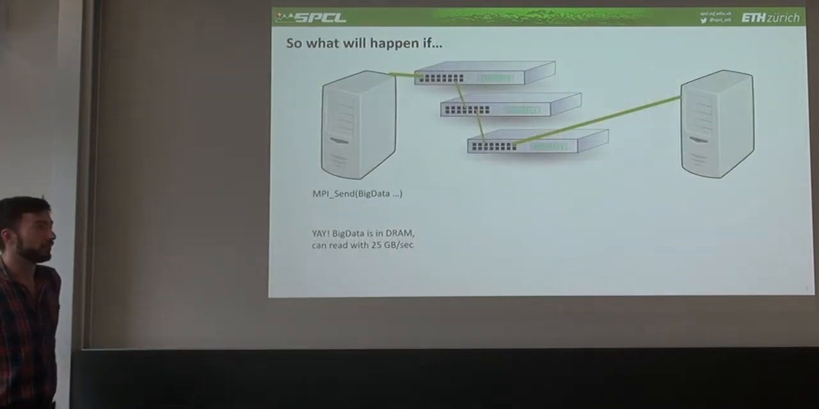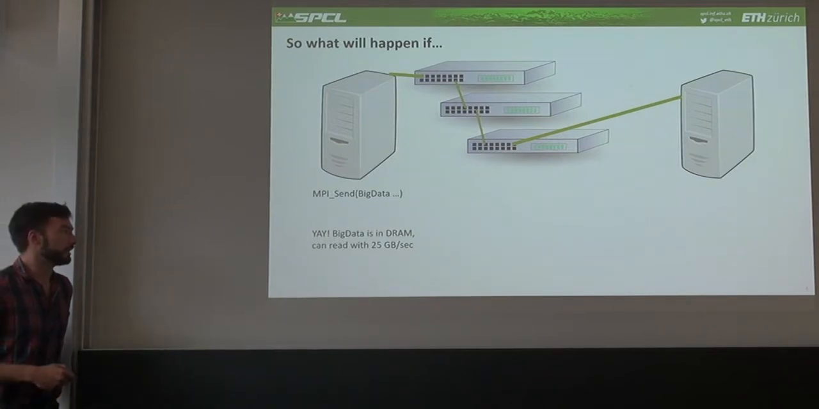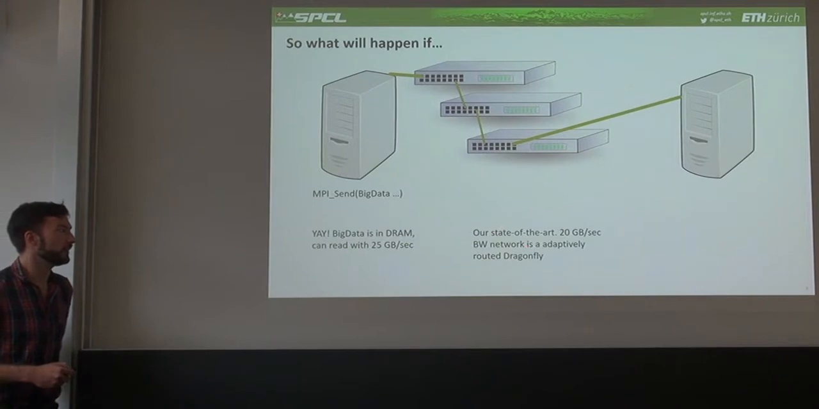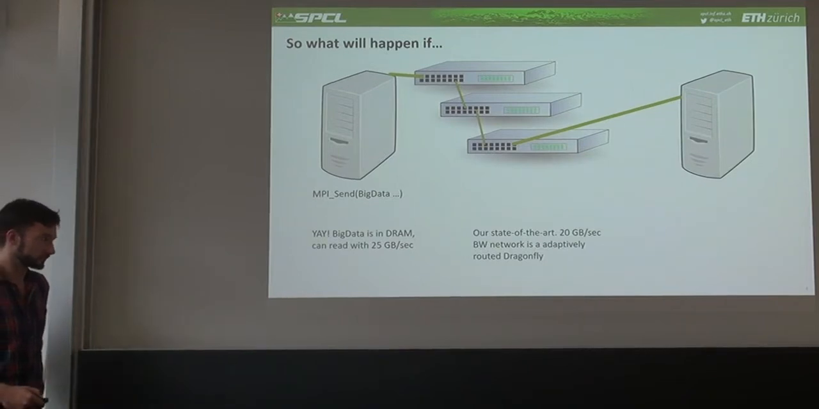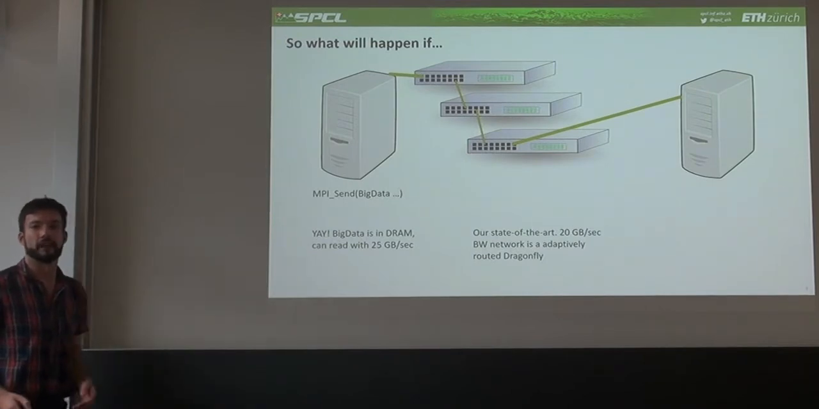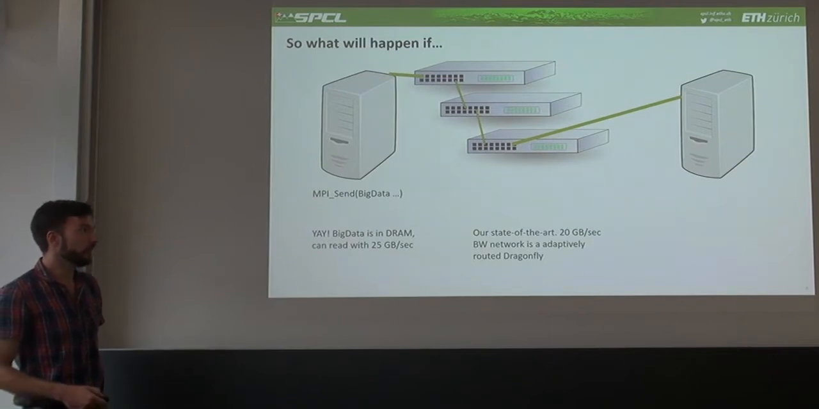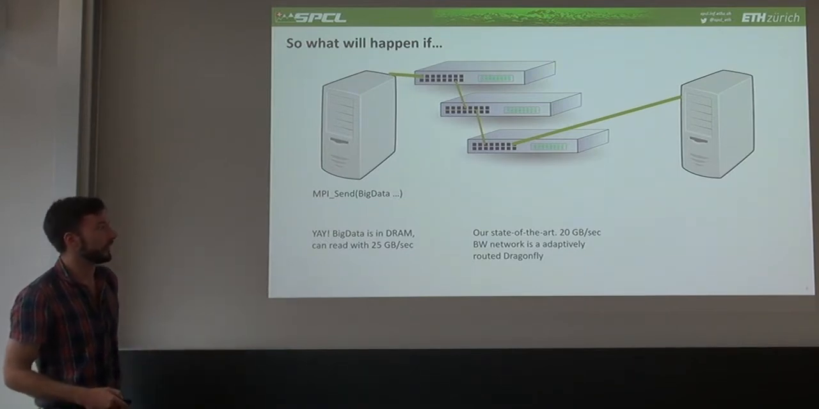So what happens if an HPC application sends some big chunk of data to a receiver, and on the sender side this data resides in DRAM, and we have a DRAM bandwidth in that machine of 25 gigabytes per second, and we have a very fast state-of-the-art network which can deliver 20 gigabytes per second. And this network, let's say, is an adaptively routed Dragonfly. This is a fairly standard network topology. And also it is normal to use adaptive routing for Dragonflies. This is the normal way to do it to get high bandwidth.